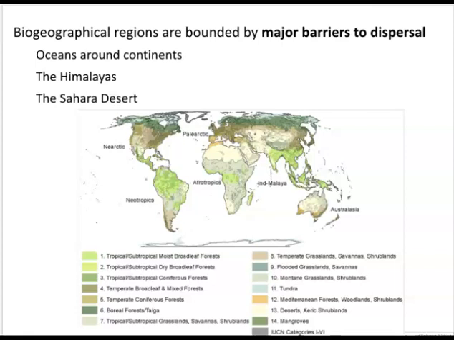One of the things that we see as a major barrier to organism dispersal is oceans and mountain ranges. And the two main mountain ranges that we look at are the Rocky Mountains and the Himalayas, right? And then deserts. So the Sahara Desert, the Himalayas, and all the oceans are keeping organisms in check in their areas and not allowing them to just go crazy all over the globe.